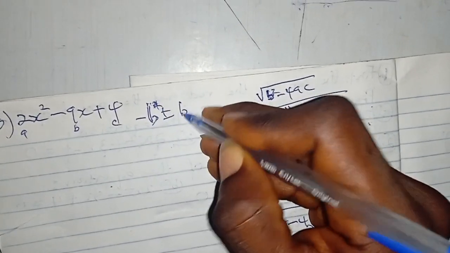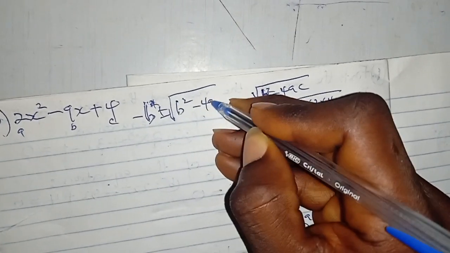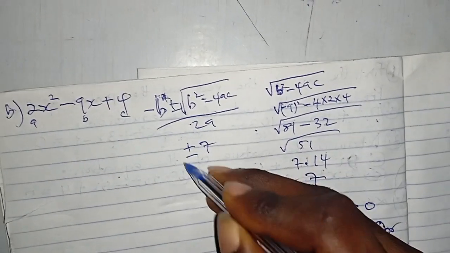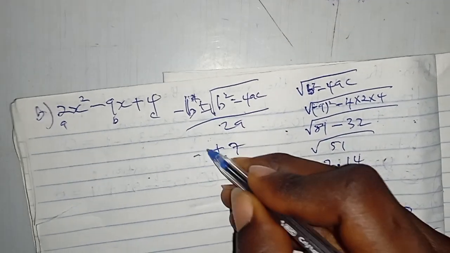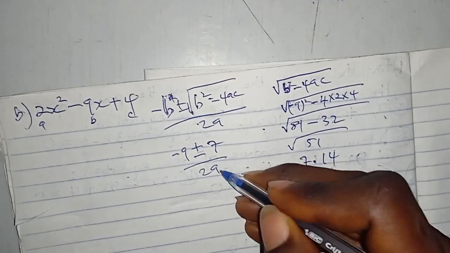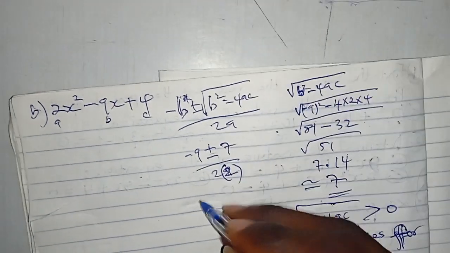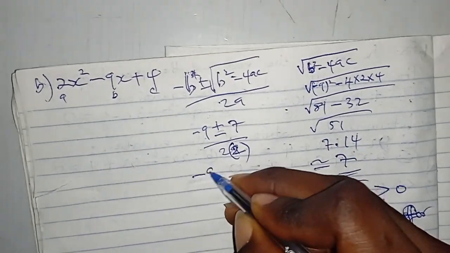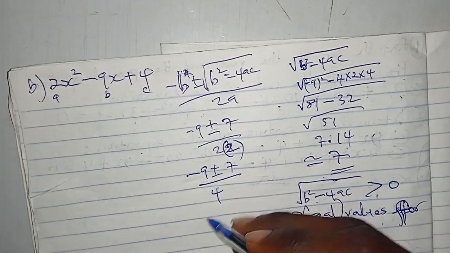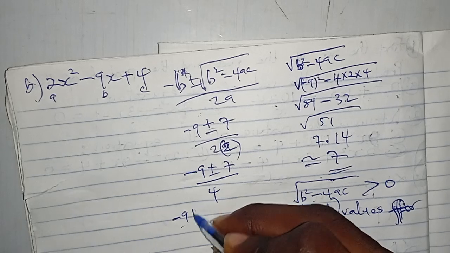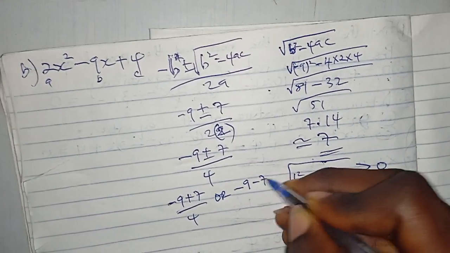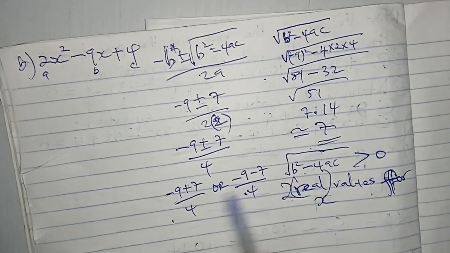minus b plus or minus root b square minus 4ac over 2a. This part already is 7. Plus or minus b here is minus 9 all over 2a, and a here is 2. So notice that this is going to give me the same thing as saying minus 9 plus or minus 7 all over 4. Now this is the same thing as saying minus 9 plus 7 over 4, or minus 9 minus 7 all over 4. Are you seeing that I have 2 values already?